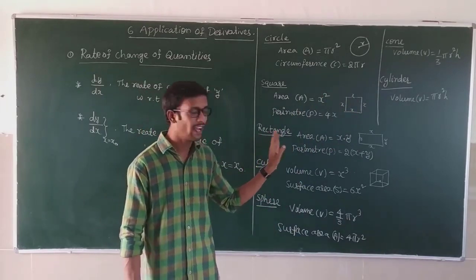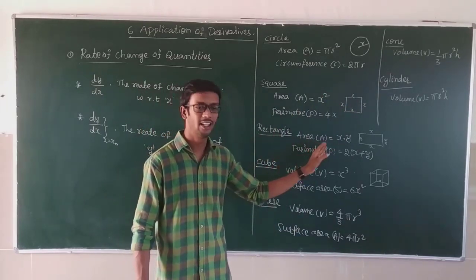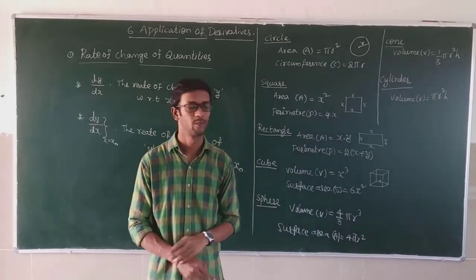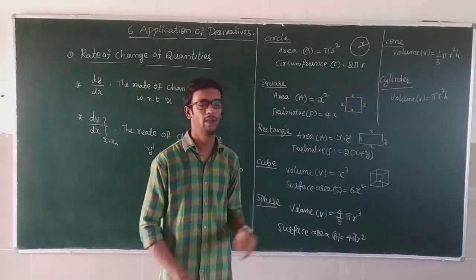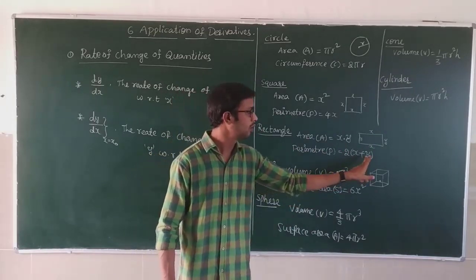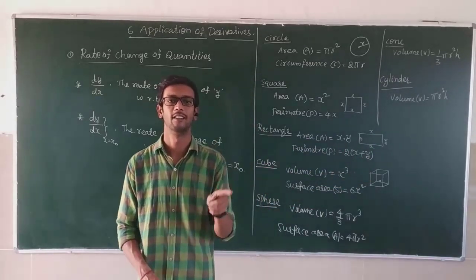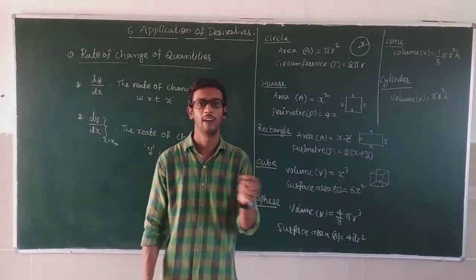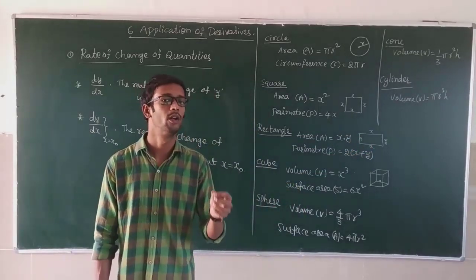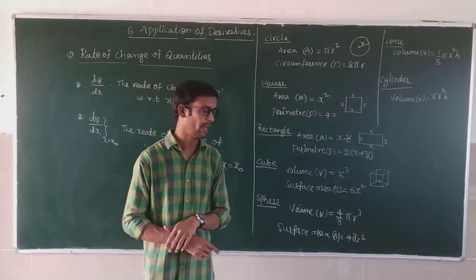Next, rectangle. The area of the rectangle is x into y, length into breadth. Next, perimeter P is equal to 2 into x plus y. Sum of all sides means 2x plus 2y. If you take 2 common, 2 into x plus y is the perimeter.